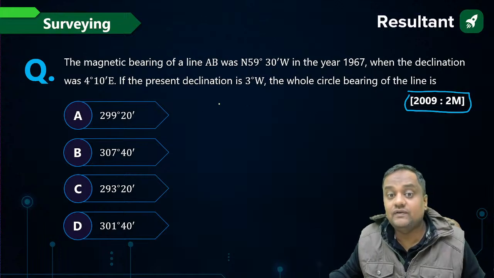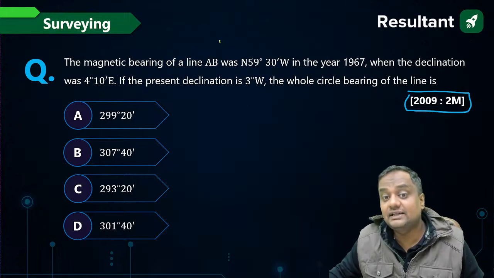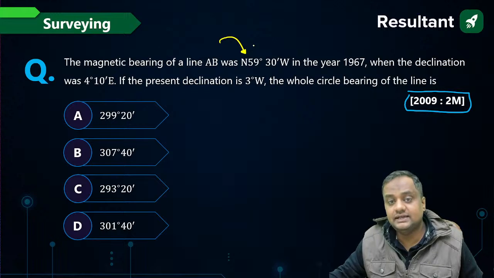The magnetic bearing of line AB is N 59 degree 30 minute west. What is the whole circle bearing of this line?